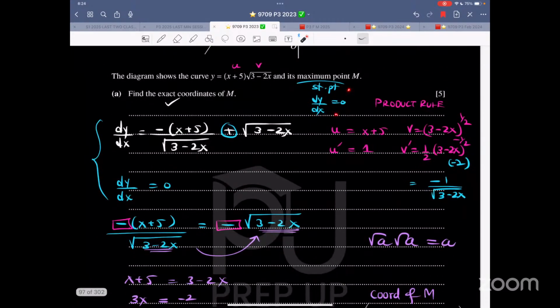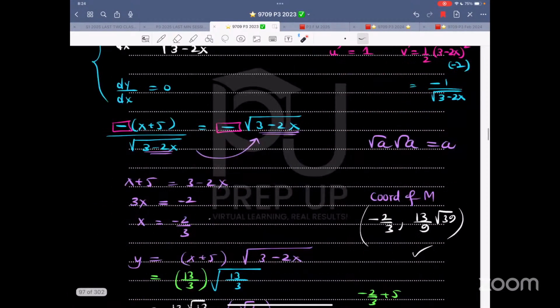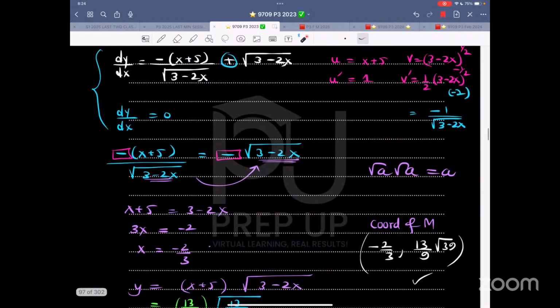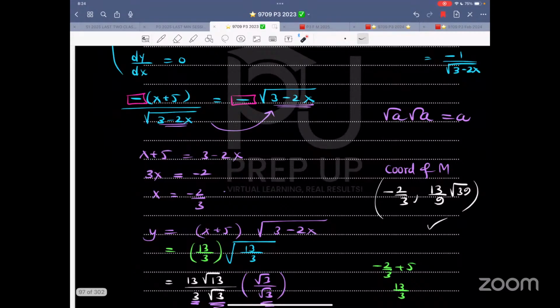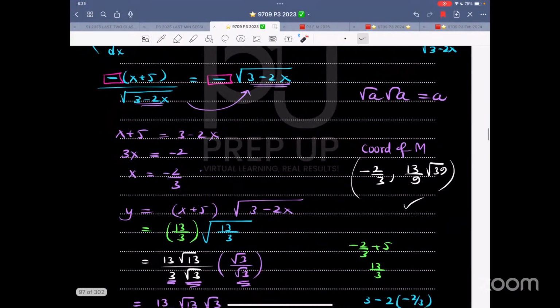Stationary point, dy by dx is 0. Application of stationary point, this is u, this is v. So this is uv prime plus vu prime. This is u, this is u prime. This is v prime. Multiply, multiply, simplify. Our simplification is that taking the square root with the square root. Root a equals a. And then x is negative 2/3. Perfect. Makes sense. When x is negative 2/3, plug the value over here.